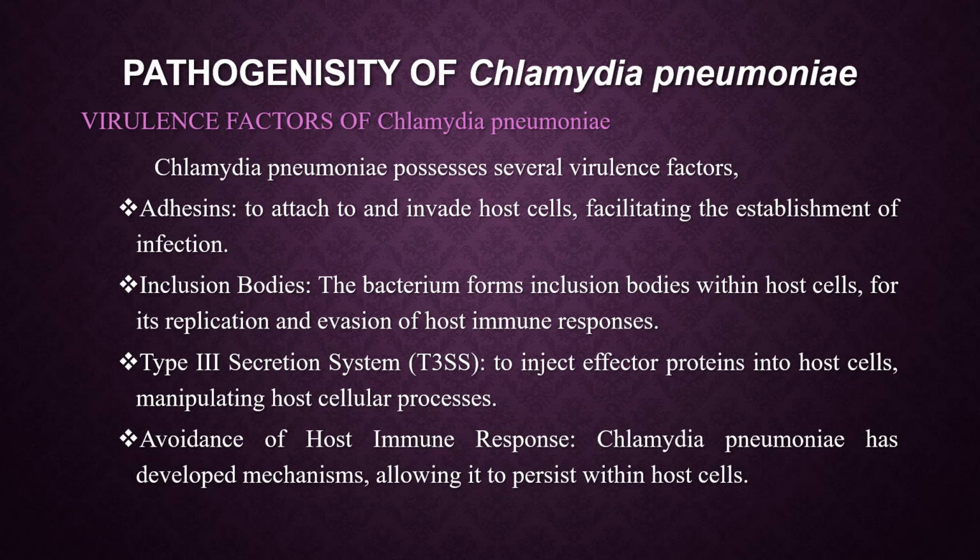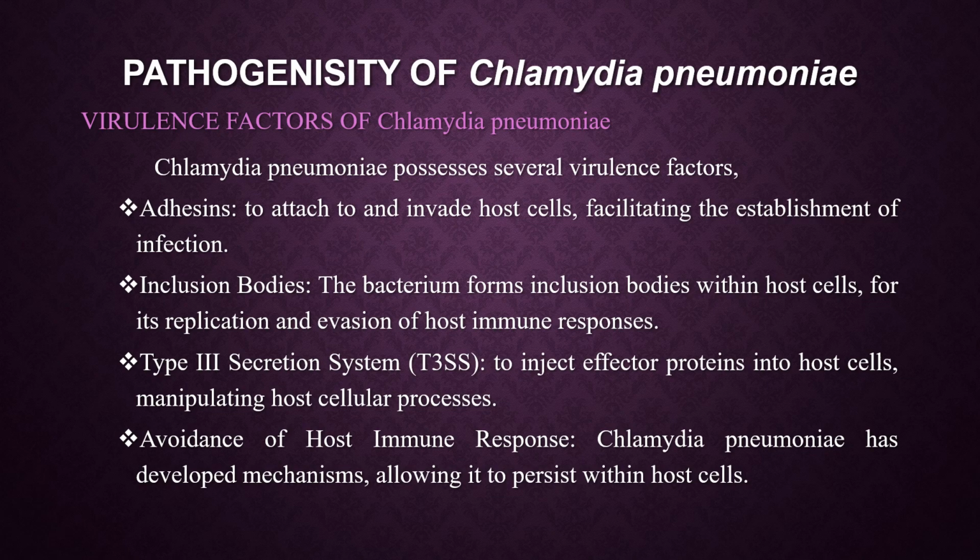Virulence factors of Chlamydia pneumoniae. Chlamydia pneumoniae possesses several virulence factors. First, adhesins. Chlamydia pneumoniae uses adhesins to attach to and invade host cells. Next, inclusion bodies. These provide a protected environment for bacterial replication. Next, Chlamydia pneumoniae uses the type III secretion system to inject effector proteins into the host cell, and it manipulates the host cellular process for its benefit.